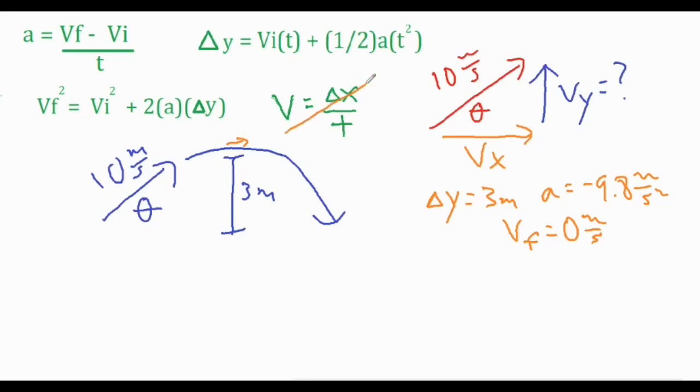We're definitely not going to use this one because this is a constant velocity formula. It looks like we're going to have to use this formula right over here because that's the only one where we have VF, A, and delta Y to find an initial velocity. So let's go ahead and plug into that formula and see what we get.